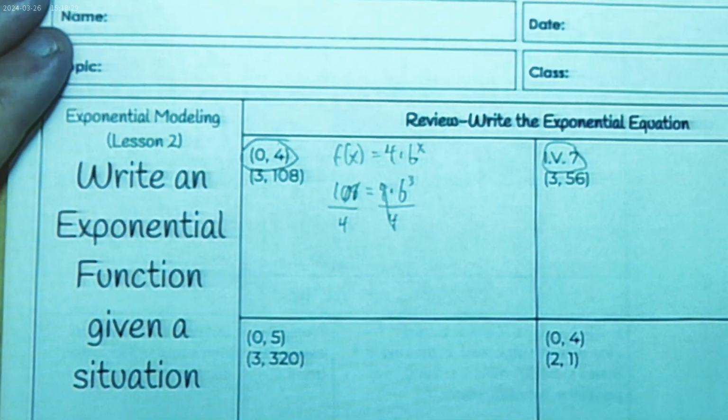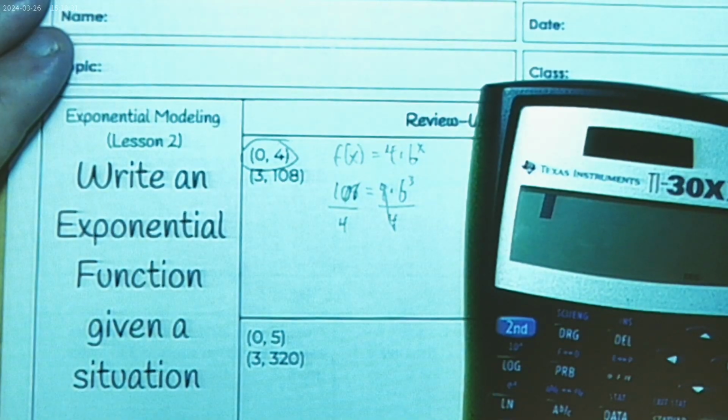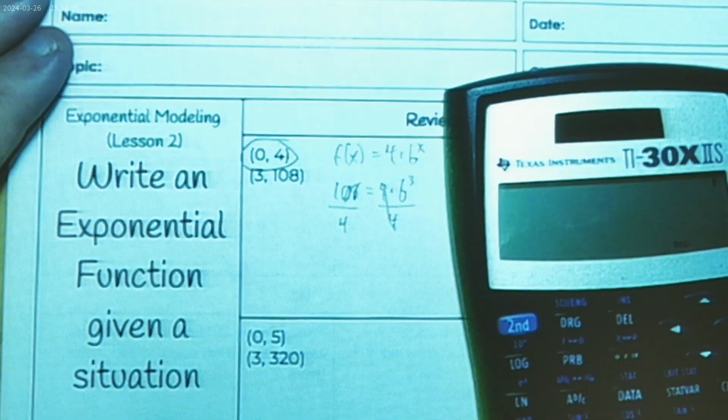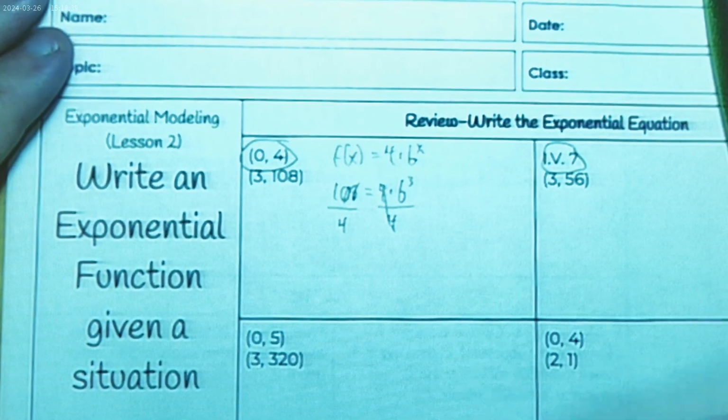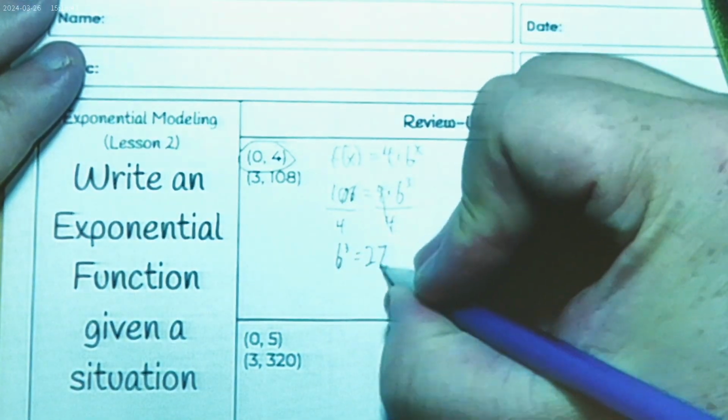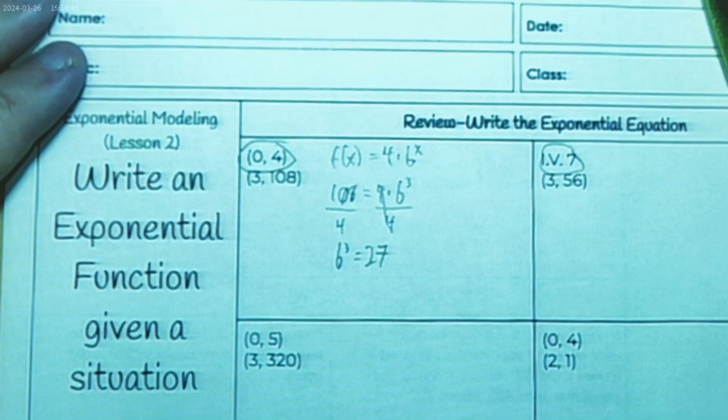That's going to cancel out. I want to make sure that I do everything on video, because apparently that was an issue during the last unit. 108 divided by 4 equals 27. Alrighty. So that gives me b cubed equals 27. All right. I'm going to show you all.